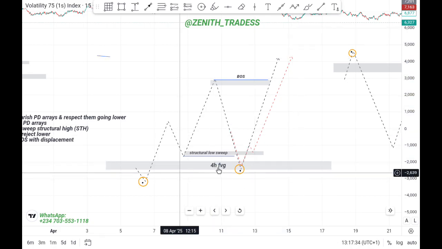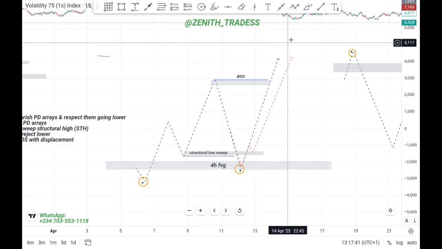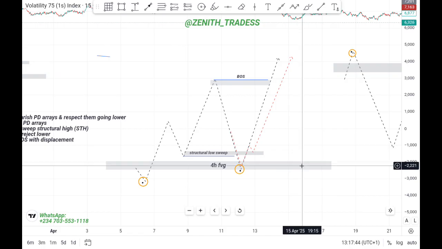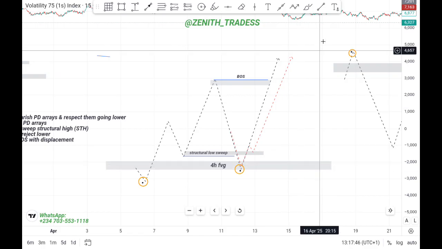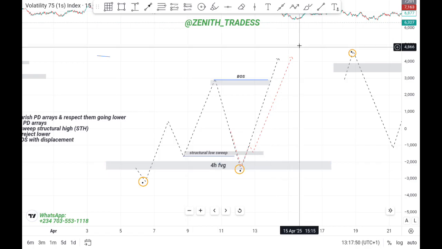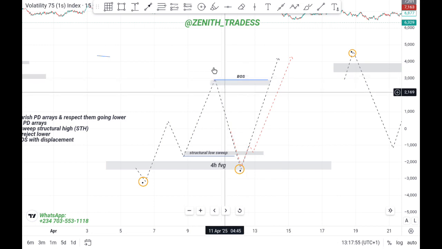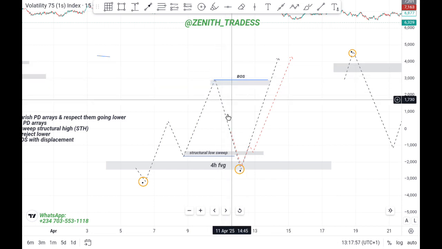So this 4H FVG is respected. Why is it respected? Because it's in line with the order flow. This 4H fair value gap is in line with the order flow. That's why it is respected, pushing price further. Why is this order block invalidated when there is a break of structure here? Because it is against the bullish order flow.